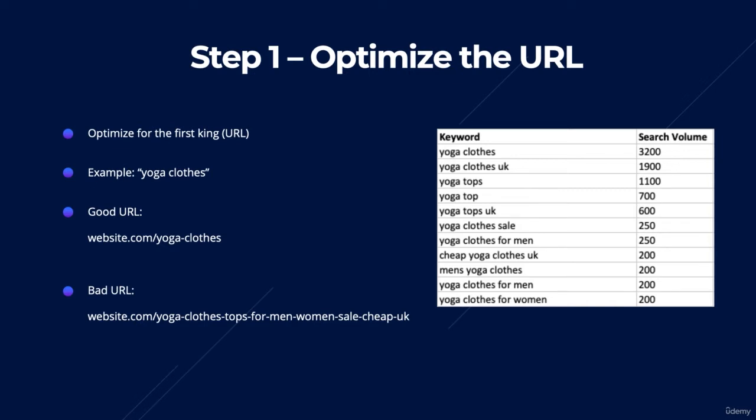A bad example of a URL would be website.com/yoga clothes tops for men, women, sell cheap UK. As you can tell, we're trying to stuff in as many keywords as we can in the URL, and as a result, it looks very spammy. We want to avoid looking like a spammer, and ideally, we want to go for shorter URLs as well.